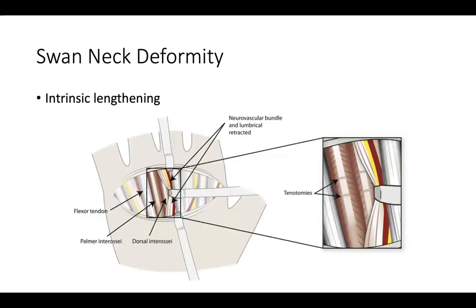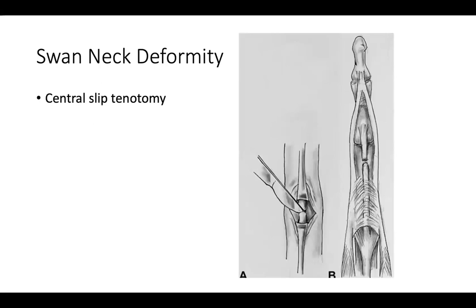So in cases of intrinsic tightness as a cause of the swan neck, you can do intrinsic lengthenings. This is typically done with an incision in the palm. You want to obviously find your common neurovascular bundles and retract those. You do a fractional lengthening of the lumbricals, and then also fractional lengthenings of the volar and dorsal interossei as well. And then if it's due to overpull of those extrinsics, you can do a central slip tenotomy to release the tightness on those structures as well. And that will correct the deformity in most cases.